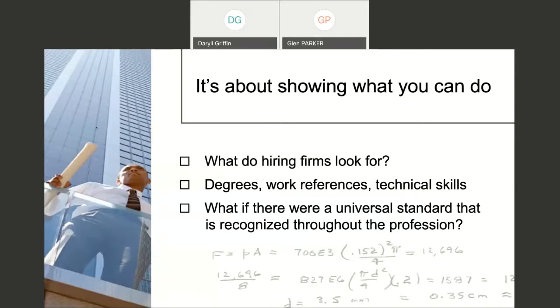And so licensure is as close as we can get anyway to a universal standard that specifically measures things that are concerned with competence. And so what if there was a universal standard that's recognized throughout the profession? Well, that's what the PE license is supposed to be.